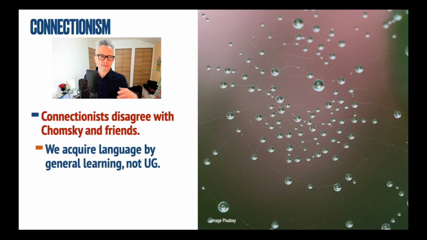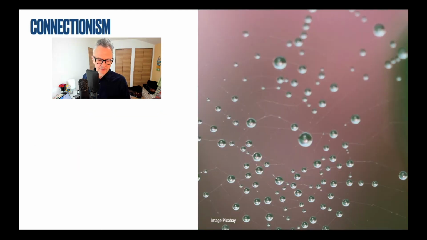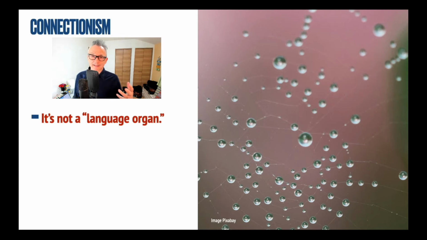They say that we acquire language by general learning, not UG. Brains get inputs. Brains make networks. More inputs make connections stronger. So this is the idea of connectionism. So the idea of connectionism says it's not a language organ.